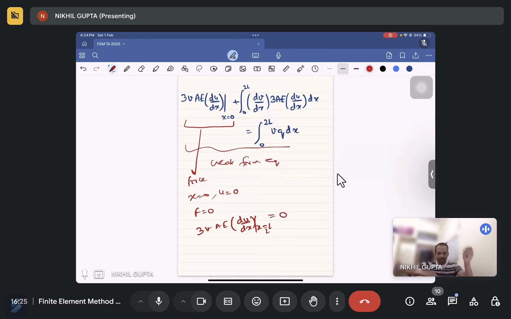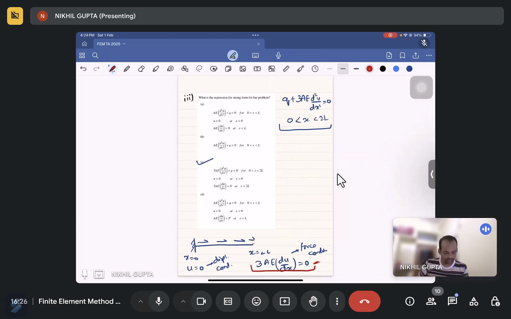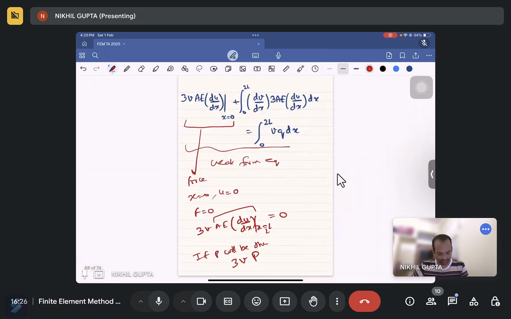So you have to write, if P will be there, you will write 3EA into P, because this part will be P. Got it, understood.